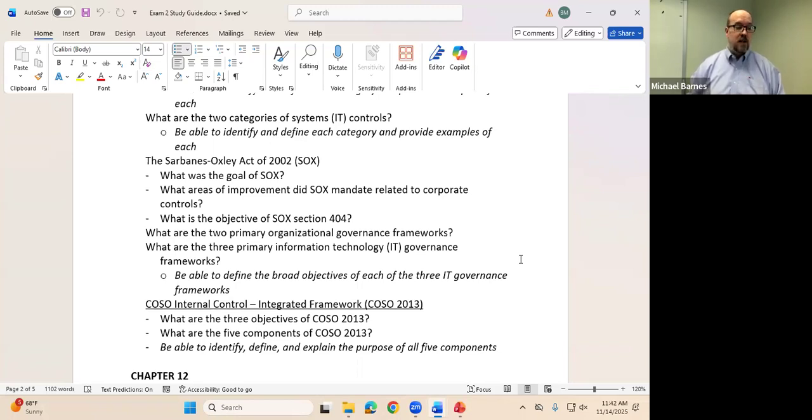Your responsibility here is that you need to be able to define the broad objectives. I'm not going to ask you detailed questions because we didn't have any detailed questions on these. So make sure you understand what each of these frameworks is intended to address. That's your responsibility for those.